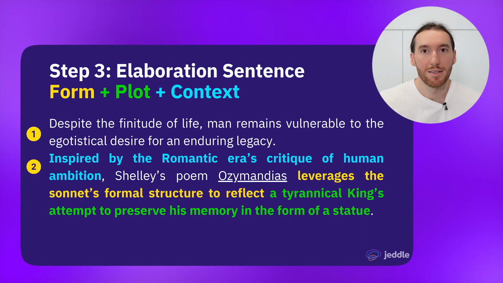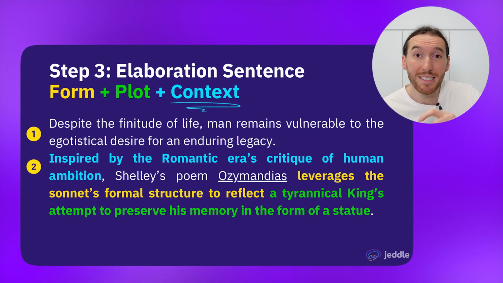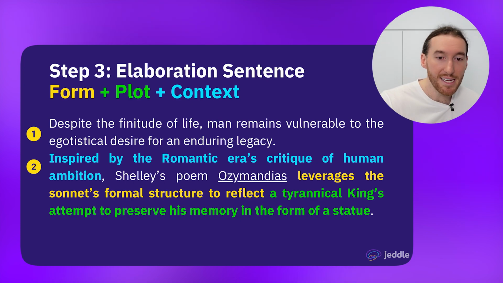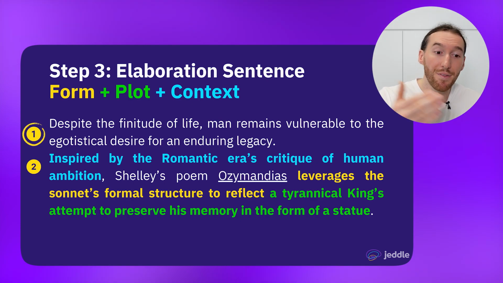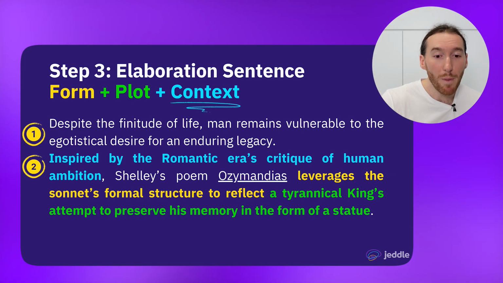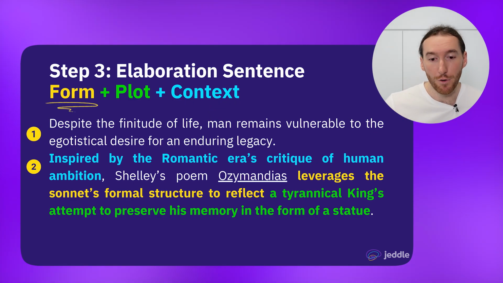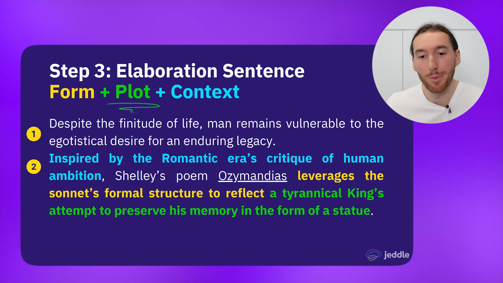What about context? If we want to add in context, have a look at the blue now. I've always found that adding context at the start of the sentence as a separate clause is a really effective way of integrating it without it taking up too many words. So in this case, we'll have that first conceptual sentence, then we'll elaborate and say, inspired by the Romantic era's critique of human ambition, Shelley's poem Ozymandias leverages the sonnet's formal structure to reflect a tyrannical king's attempt to preserve his memory in the form of a statue.